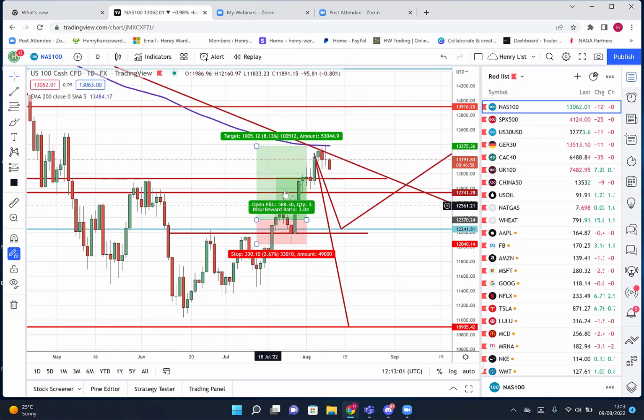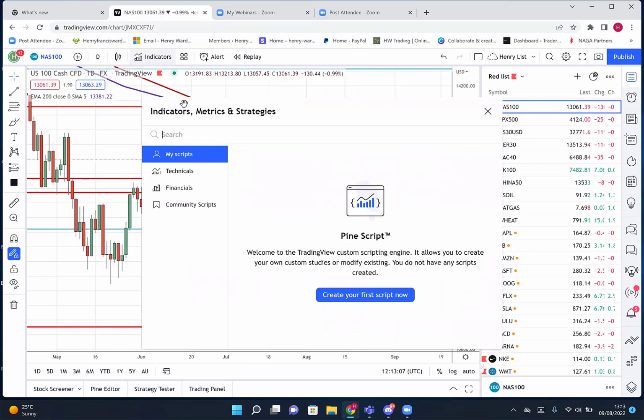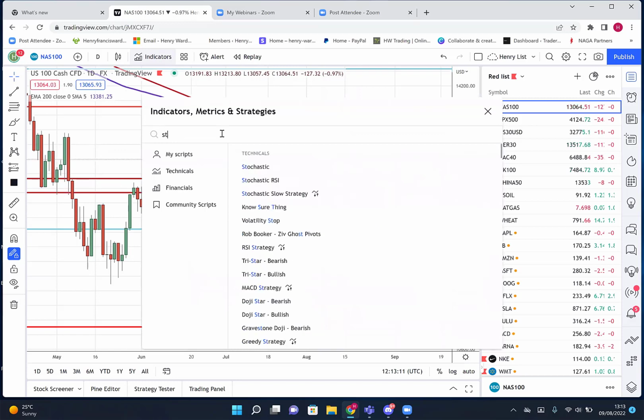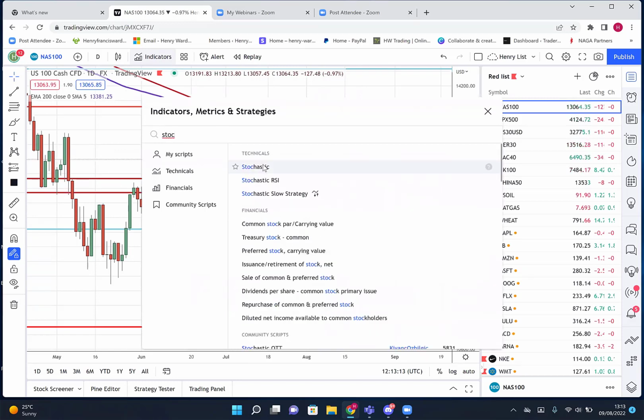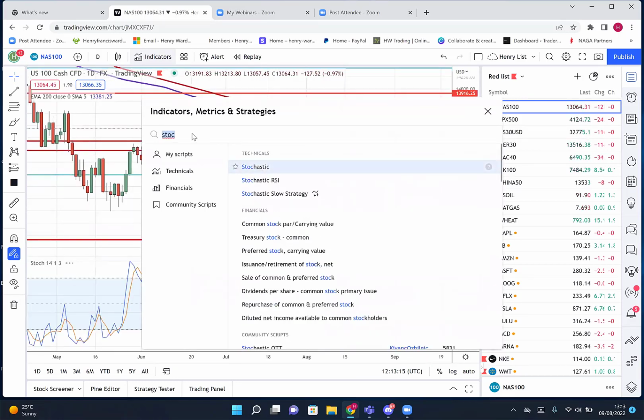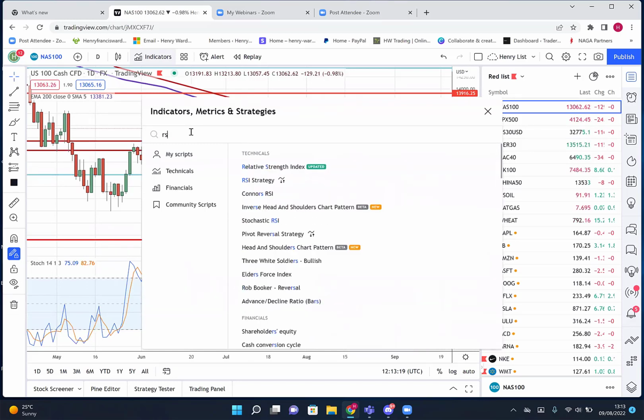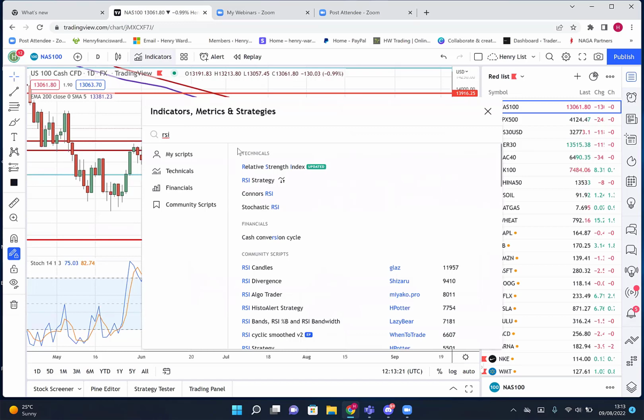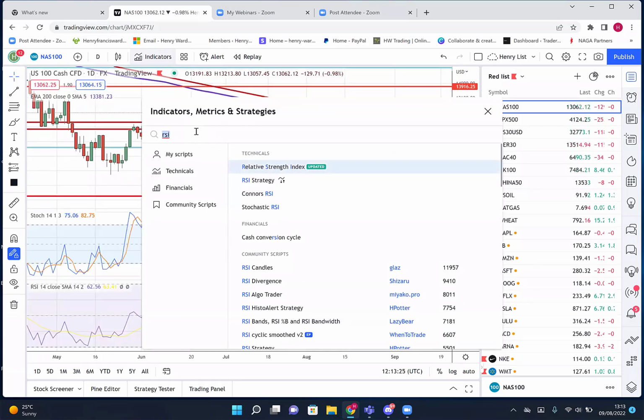Now, another indicator that could tell us whether this is a sell-off is stochastic or RSI or MACD. So we're going to stick in all three of them. Stochastic, relative strength index, and then the last one is MACD.